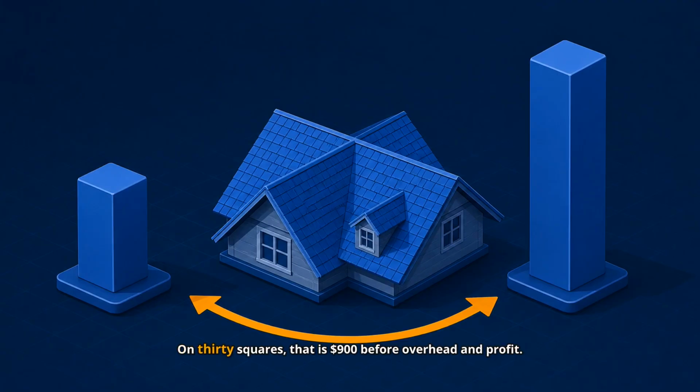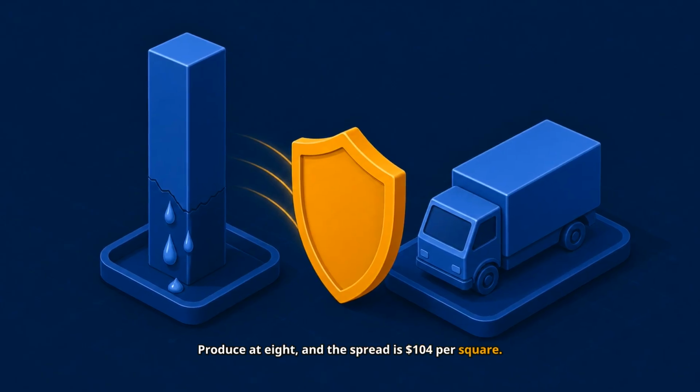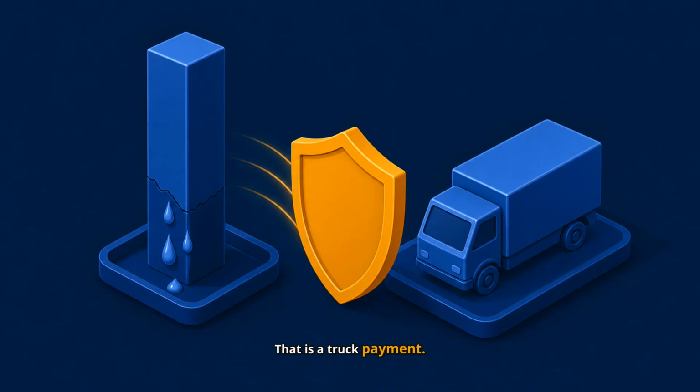On 30 squares, that is $900 before overhead and profit. Produce at 8, and the spread is $104 per square. On a 30 square roof, that is $3,120 of labor swing before overhead and profit. That is a truck payment.